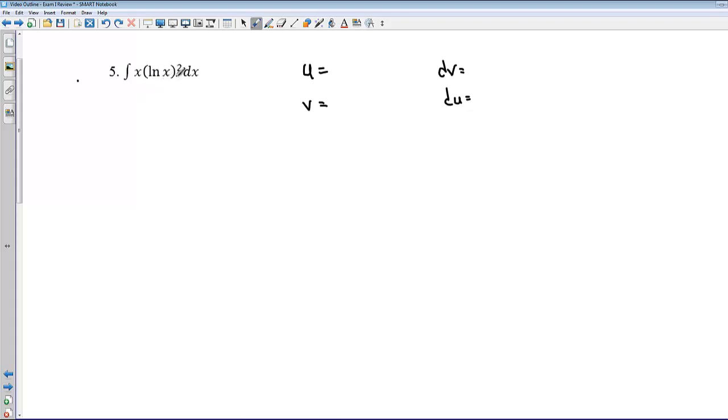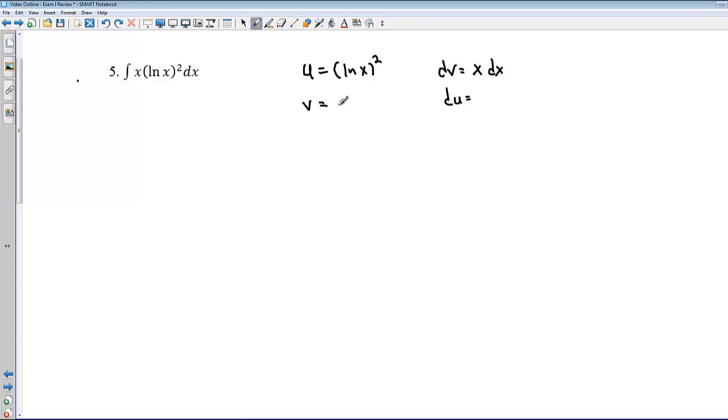Like if you tried to make this your dv, you'd be kind of stuck because you don't know how to integrate ln of x squared. So you really only have one choice. You're going to let your dv be your x dx because you can actually integrate that. And then you have to let u be ln of x quantity squared.